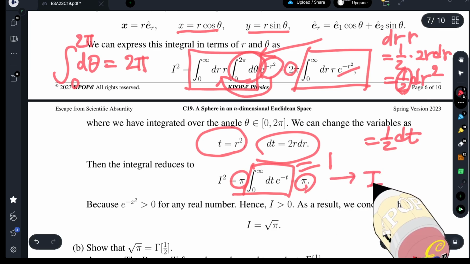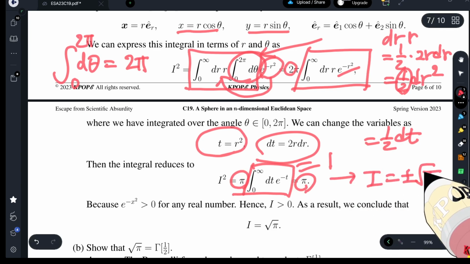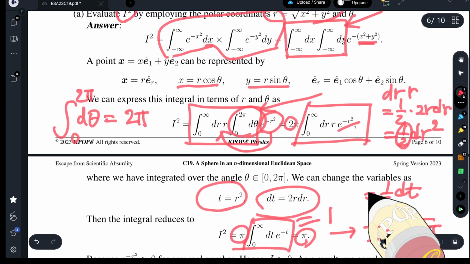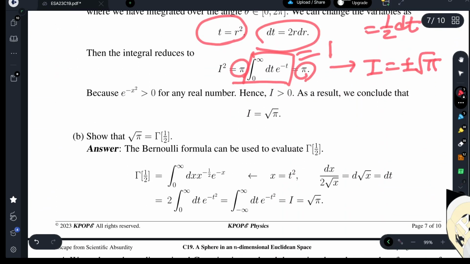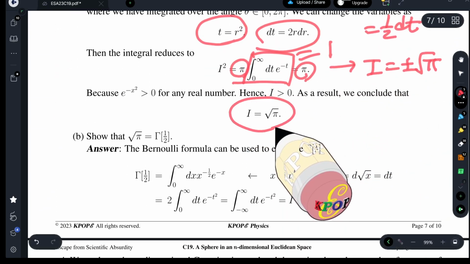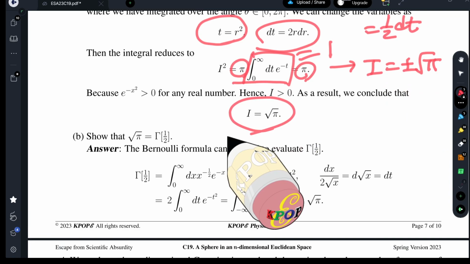Then I is plus or minus the square root of pi. However, we know that this integral is positive. Therefore, we conclude that the Gaussian integral is the square root of pi.